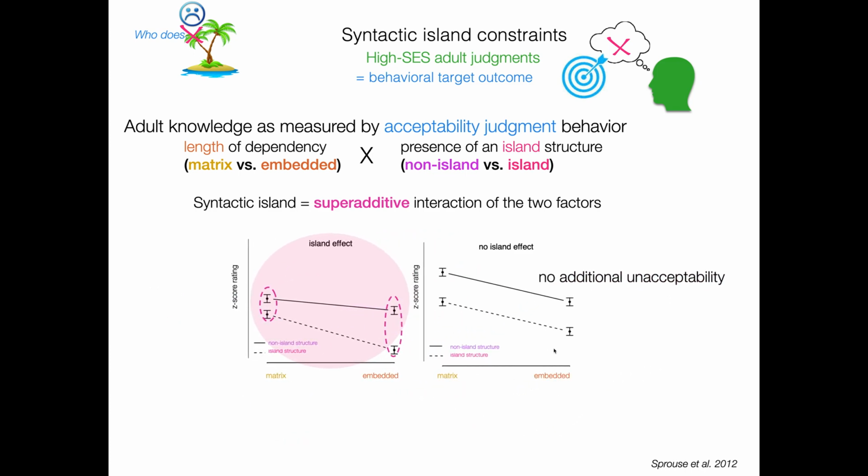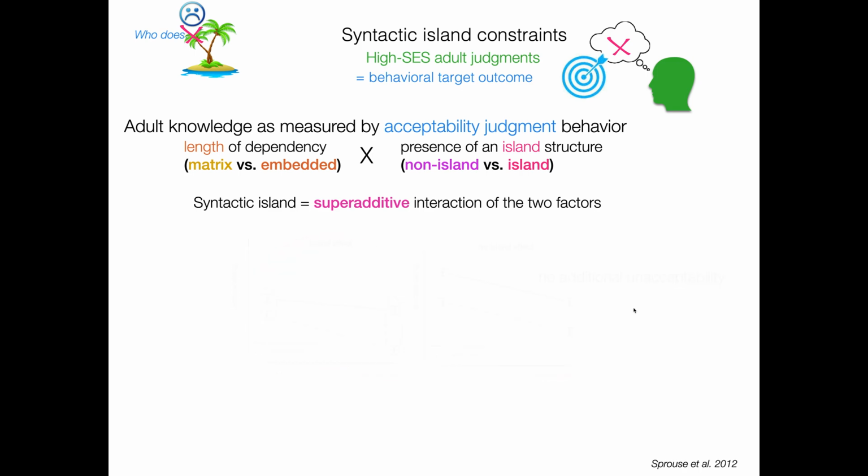Again, this contrasts with if it was just additive, right? Then you would expect parallel lines. It's this bad for making it an island structure in the utterance. It's this bad for making it an embedded dependency. And that's it. That's how bad it is when it's an embedded dependency that has an island structure. Nothing additional, right? This says something about crossing that island. It seems bad. This says, no, it isn't. It's just these two factors. So we're looking for this as knowledge of the extra badness that arises from crossing an island.